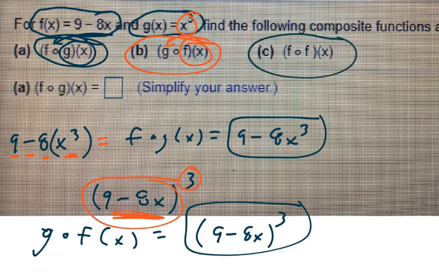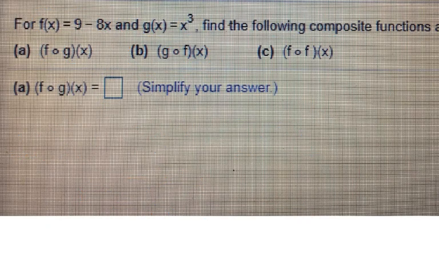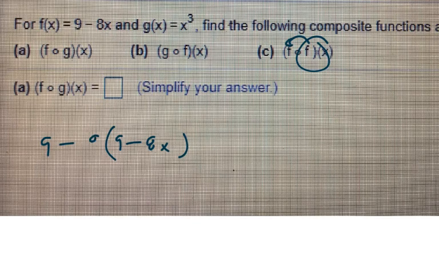Now what about f of f? Well, f of f means I'm literally going to take f and put it inside itself. So I'm going to take f, here's f, and notice I'm going to put it inside of f. So f is 9 minus 8x, but x is now function f.